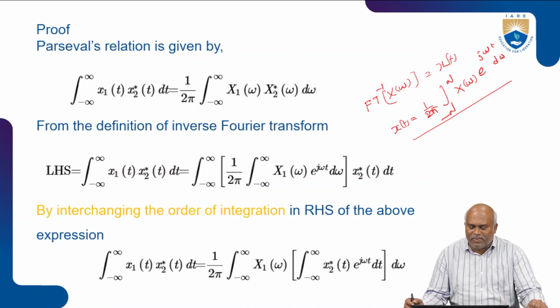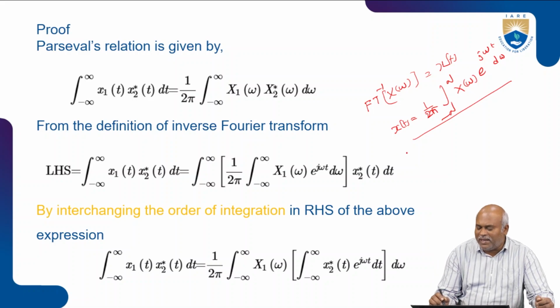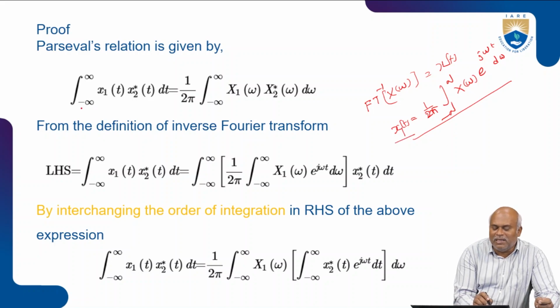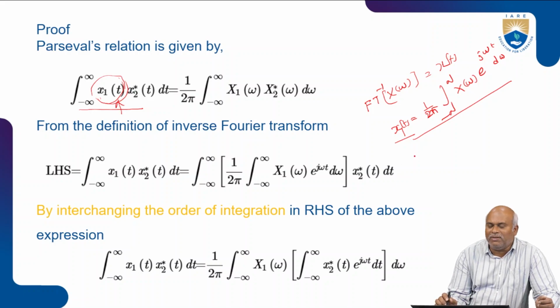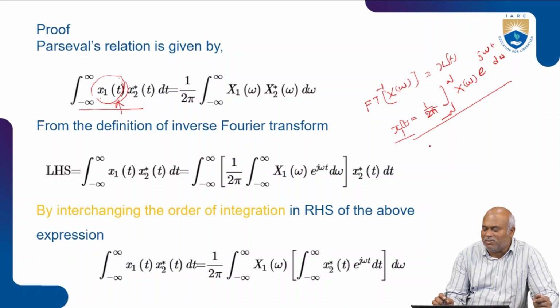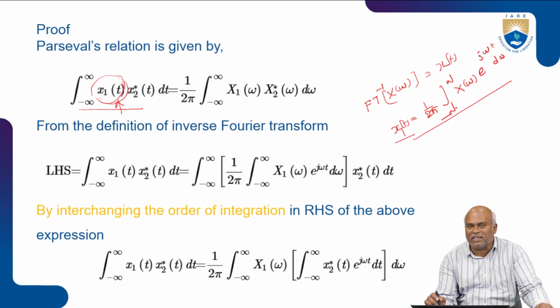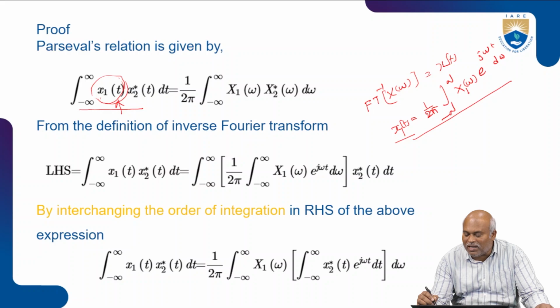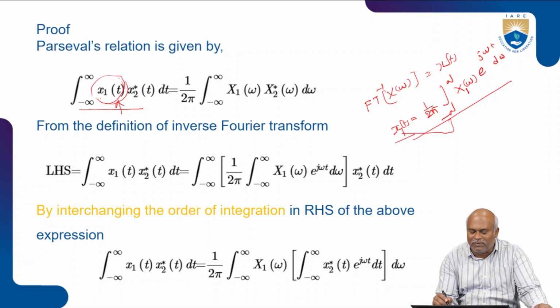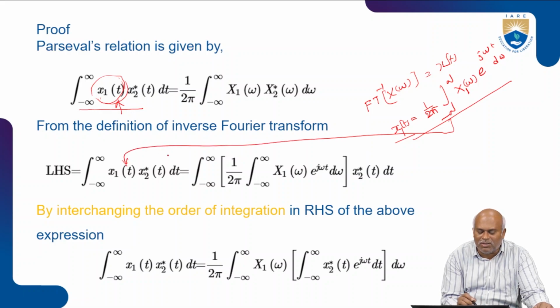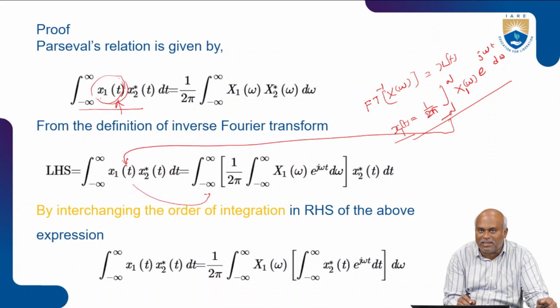Now I take x1 of t. As per the statement of the Parseval relation, x1 of t is there. This x1 of t I should take for the inverse Fourier transform equation. So x1 of t is equal to 1 by 2 pi integration from minus infinity to plus infinity of X1 of omega e power j omega t d omega. This value we should substitute here. So after substituting, we got this equation.